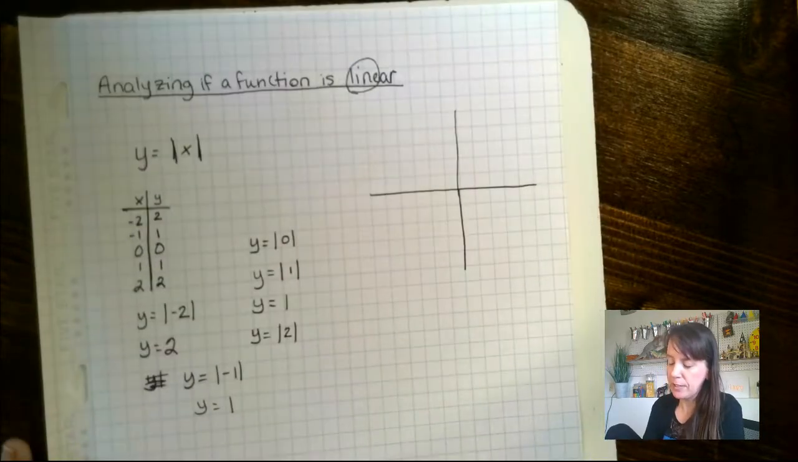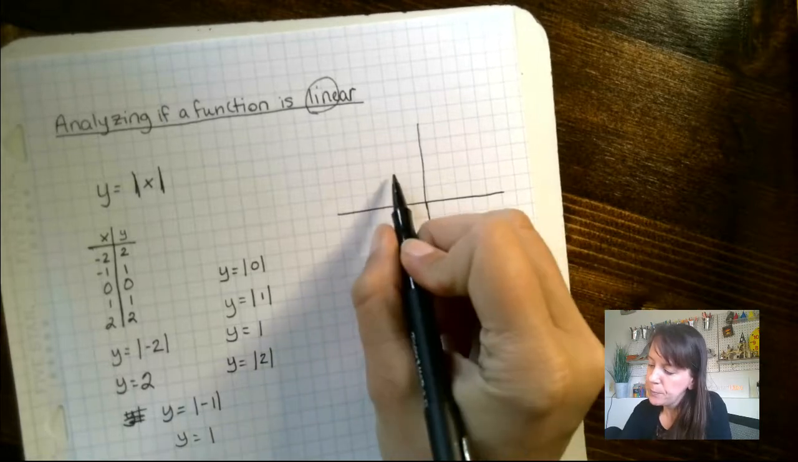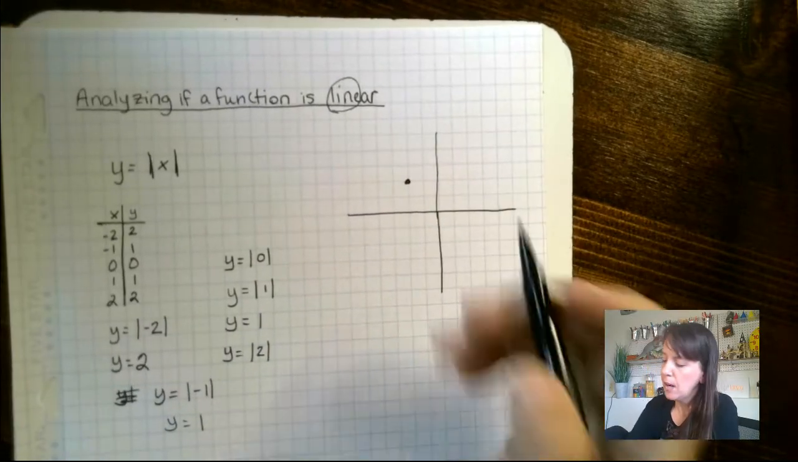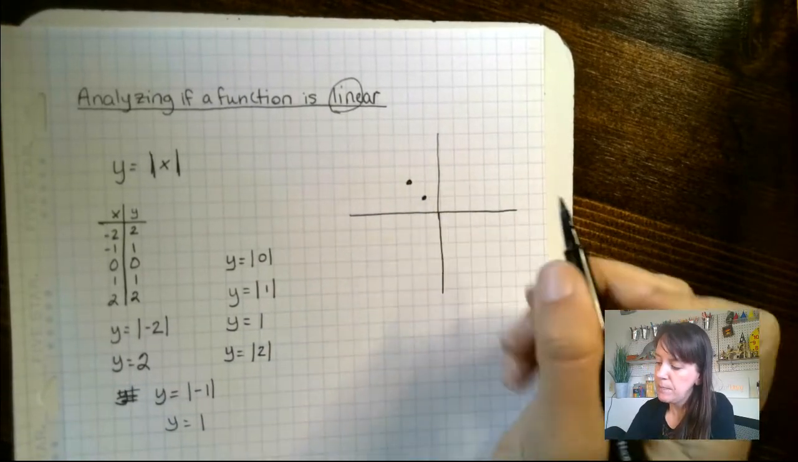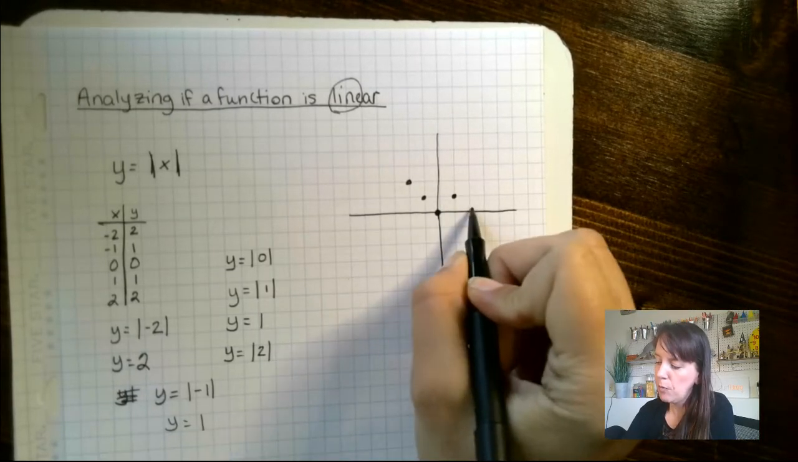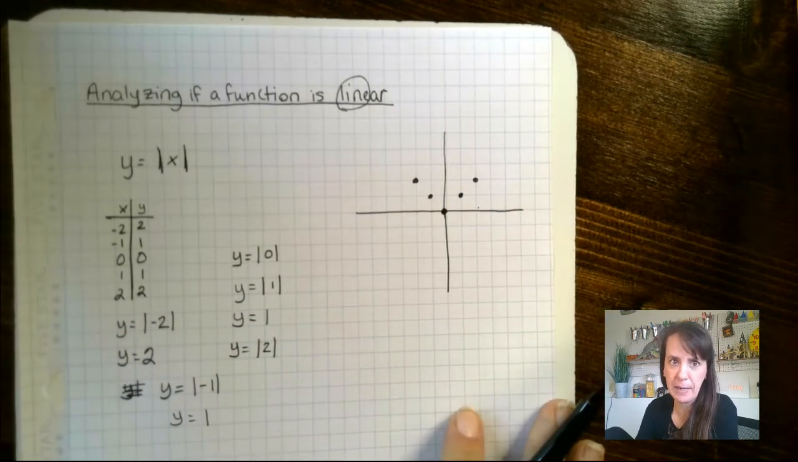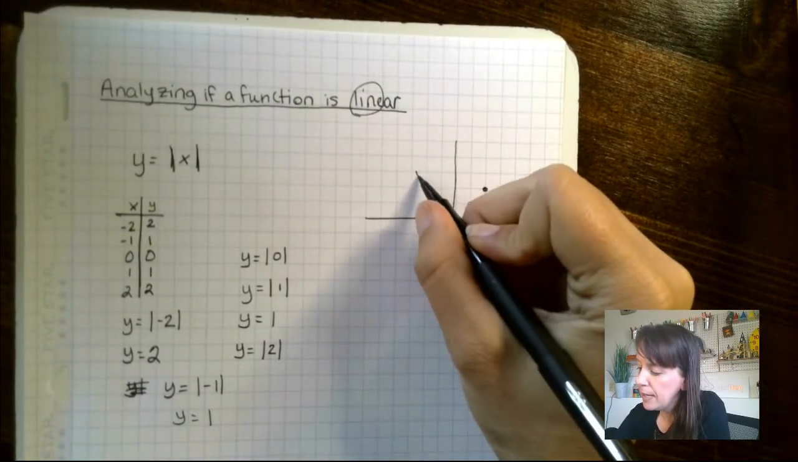So now let's go ahead and graph this guy. We go over -2 up 2, okay, over -1 up 1, over 0 up 0, over 1 up 1, over 2 up 2. So those are all of our points that we've graphed right here. All right, friends, go ahead and draw that in.